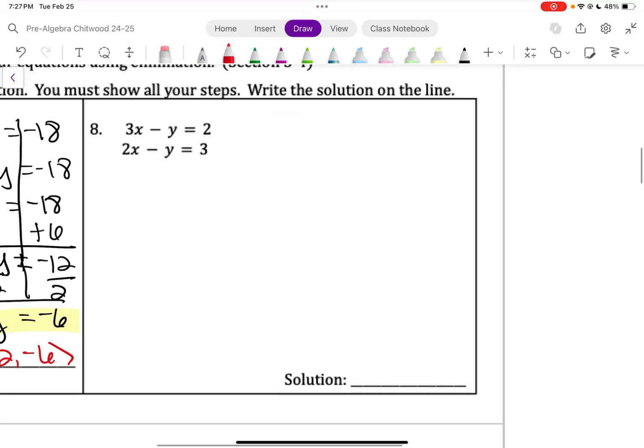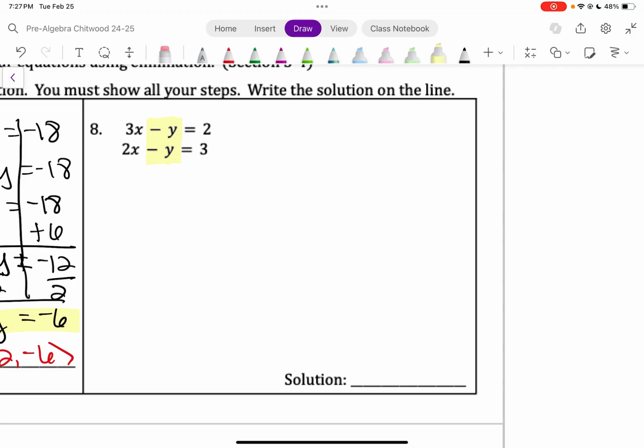Next one. I have 3x and 2x. I am not going to be eliminating that. There's no way I can add or subtract those two to get 0x. I have y and y. I can eliminate that. One is subtracting, the other is subtracting. Same sign equals subtract. If I do negative y plus negative y, I get negative 2y.